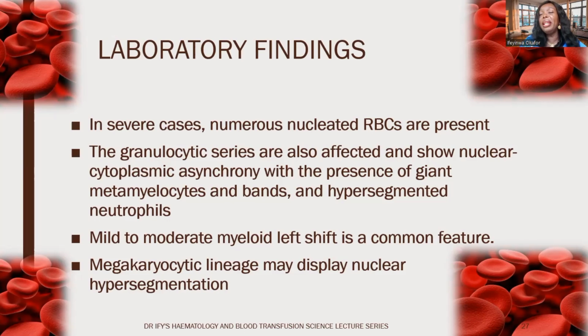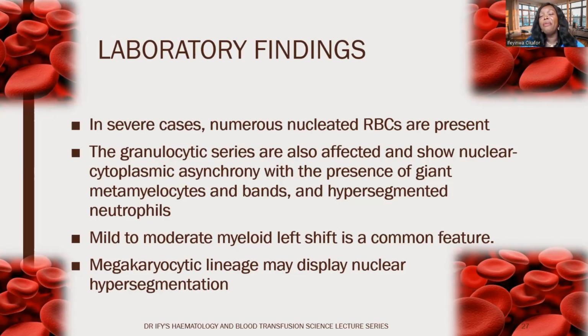So it is not only the red blood cell series that is affected; the granulocytes are also affected. Even the platelets are affected because the megakaryocyte lineage may display nuclear hypersegmentation too. And a mild to moderate myeloid left shift is also a common feature of megaloblastic anemia.